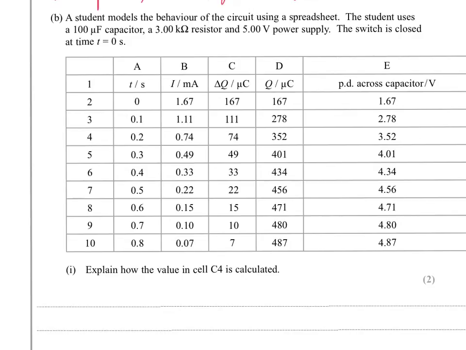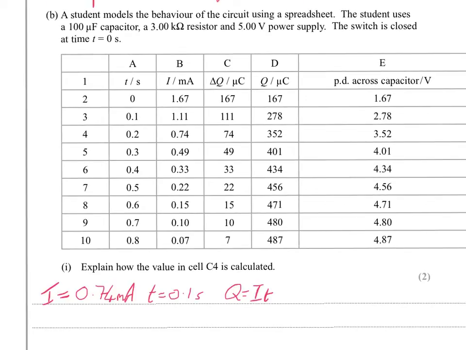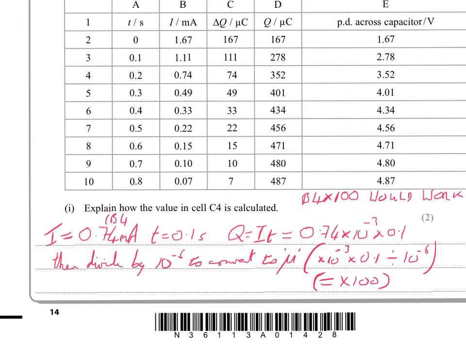So it's just Q equals IT. So we've got 0.74 milliamp, t equal to 0.1 second. So it's Q equals IT from there. So 0.74 times 10 to the minus 3 times 0.1 would get you the column. Spreadsheet formula, because there's a unit change and you're also multiplying by 0.1, the overall effect would be multiplying by 100. So B4 times 100 would work as a formula.